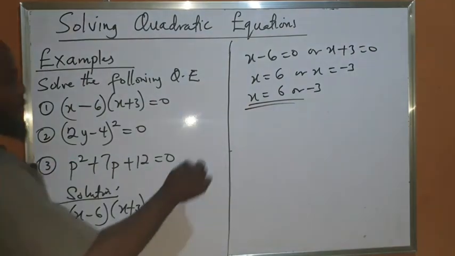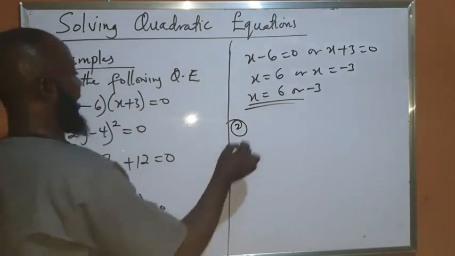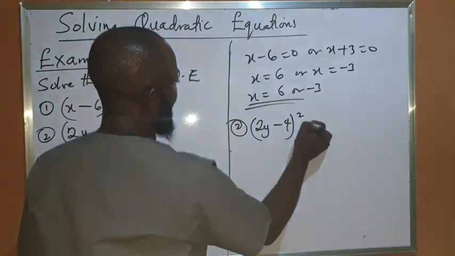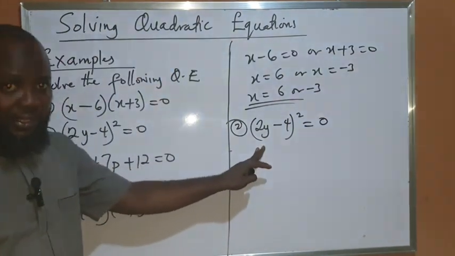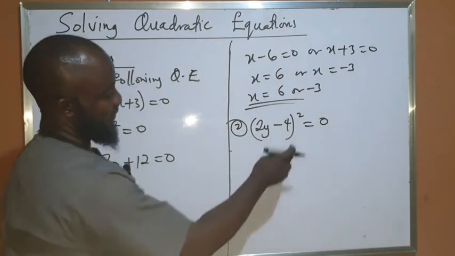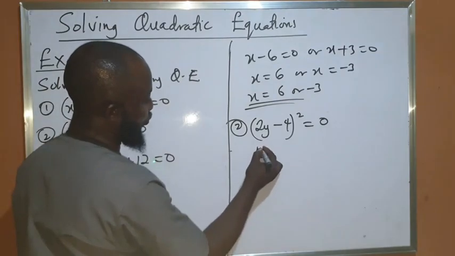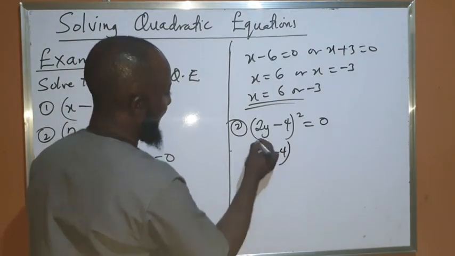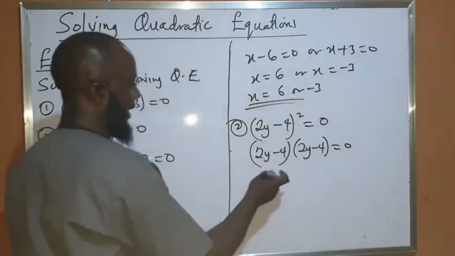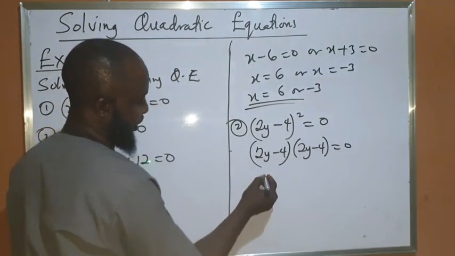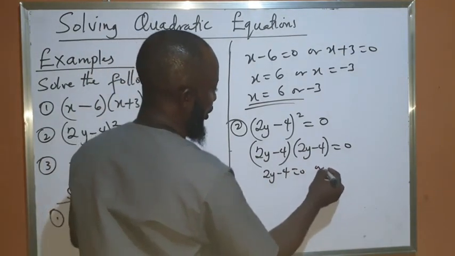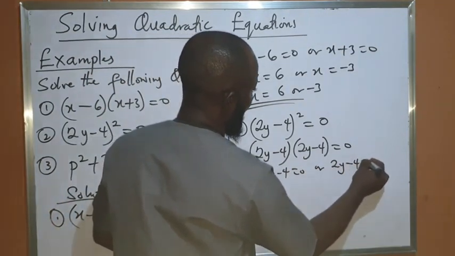Now the next one, number 2, we have (2y minus 4) all squared equal to 0. What this implies is that this 2y minus 4 is multiplying itself, that's why we have the square. So we can rewrite it as (2y minus 4) multiplied by (2y minus 4) equals 0. We can then equate both of them to 0. So 2y minus 4 equals 0 or 2y minus 4 equals 0.